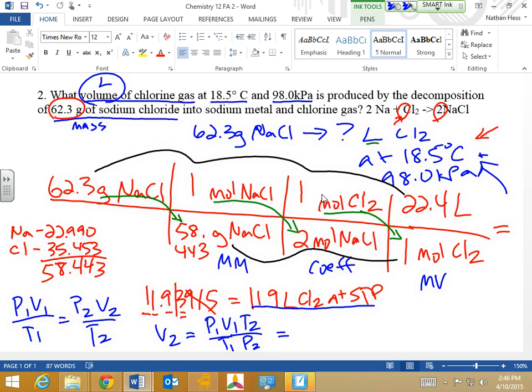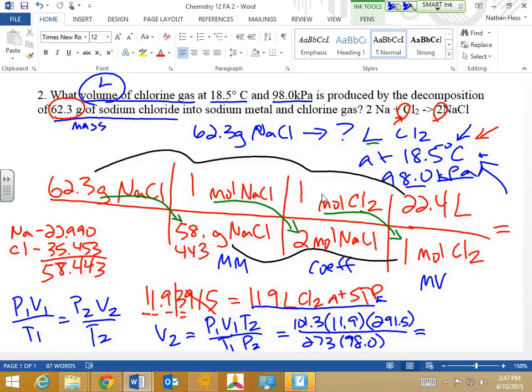So let's plug them in. My P1 is going to be STP, and since this is in kPa, I'm going to make that 101.3. My V1 is the number I just found, 11.9. My T2 is the temperature I want to get to, 18.5. So 18.5 plus 273 is 291.5. Divided by T1, that's STP, right? 273. P2 is going to be my 98.0.